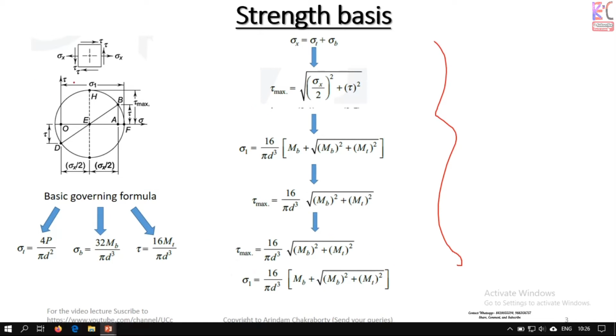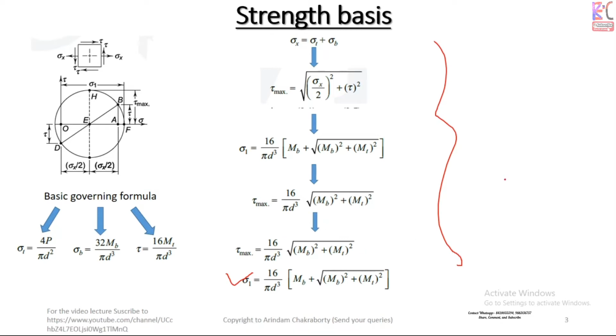Sigma 1 to calculate the principal stress, as you can see over here. See, tau max is equal to 16 over pi d cube times the square root of Mb square plus Mt square. So this is clear about the strength basis.